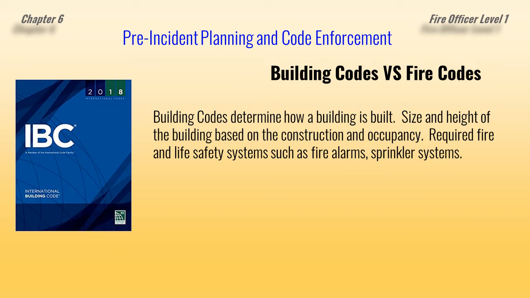And building codes determine how a new building is built. The size and height of the building is based on the construction and the occupancy. Remember we talked about occupancy earlier? And the requirement for fire and life safety systems, such as fire alarms and sprinkler systems. This all comes out of the building code when a new building is going to be built.